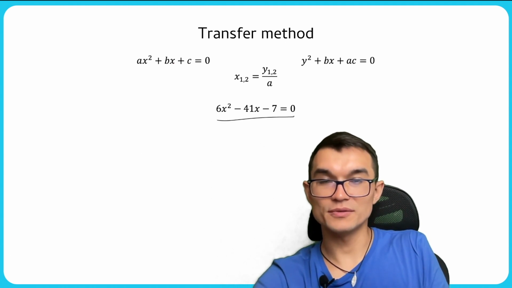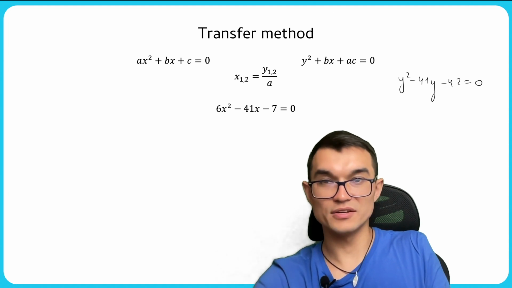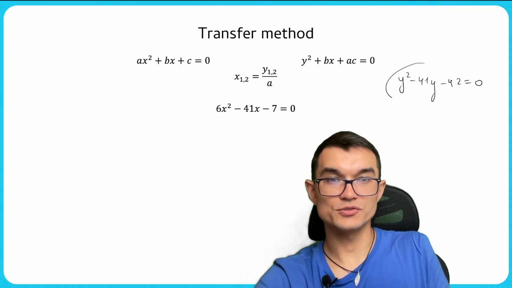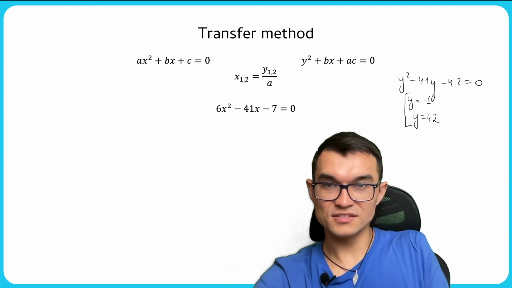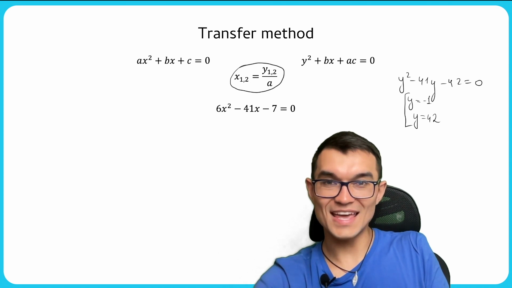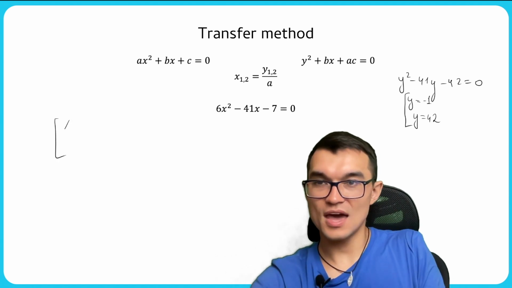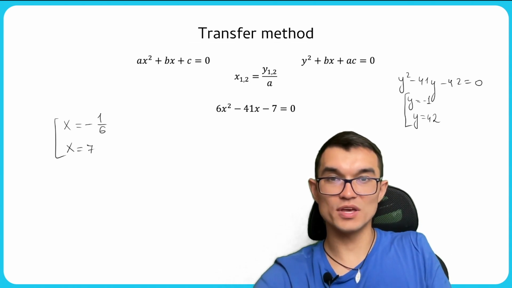So, in that example, instead of solving that equation, we can solve the equation y squared minus 41y minus 42 equals 0. I've got minus 42 by transferring 6 to minus 7. 6 times minus 7 is minus 42. Now the roots of that equation are minus 1 and 42. I've got that result from the coefficients property number 2. And since the roots of the initial equation are a, or 6, times smaller than the roots of that equation, my answer is x equals minus 1 over 6, or x equals 7. And that is the transfer method, which again is very useful because we have got 1 here.